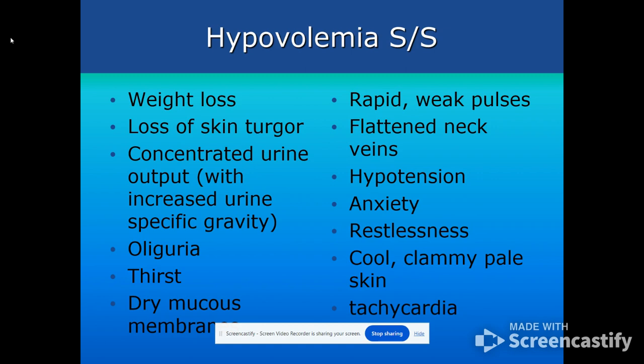All right, so some signs of hypovolemia. We have weight loss, loss of skin turgor, and concentrated urine output, again with that increased urine-specific gravity that we talked about, because their hydration status is hypovolemic, so that will become elevated. Oliguria, thirst, dry mucous membranes. They can have a rapid, tachycardic, weak pulse, so it'll be really fast but very weak. Flattened neck veins. They will be hypotensive. They can have anxiety and restlessness, and cool, clammy, pale skin.